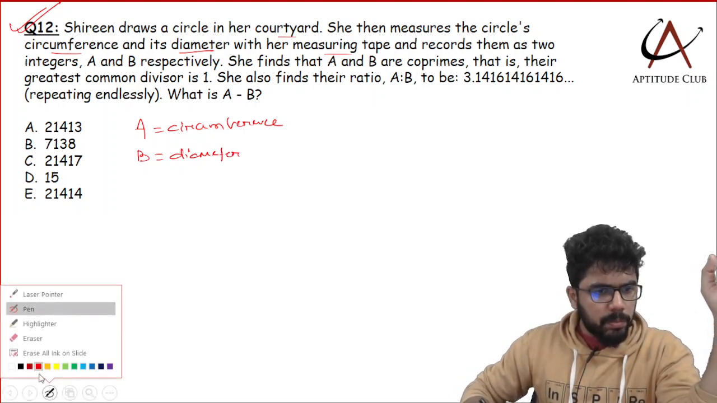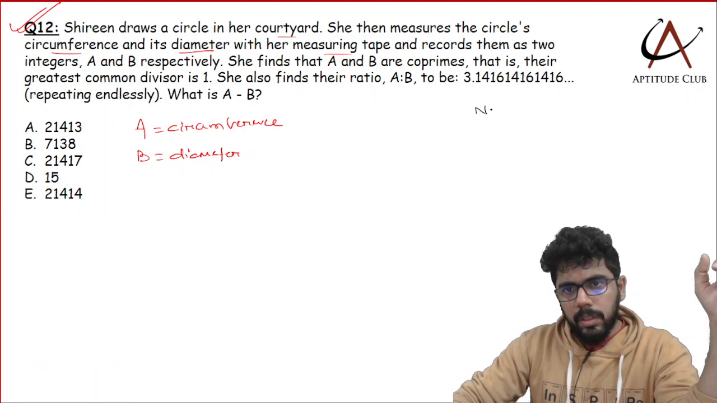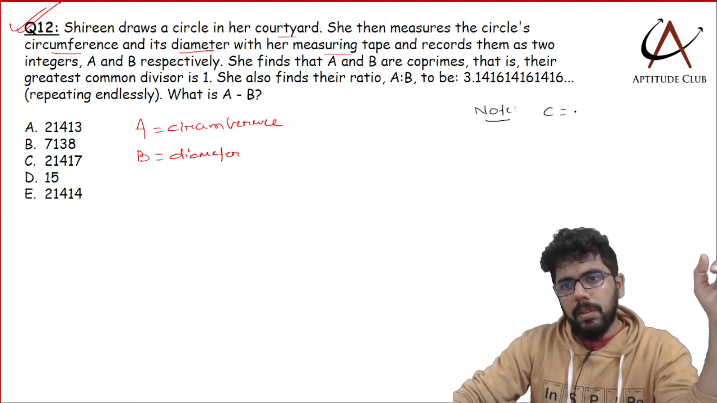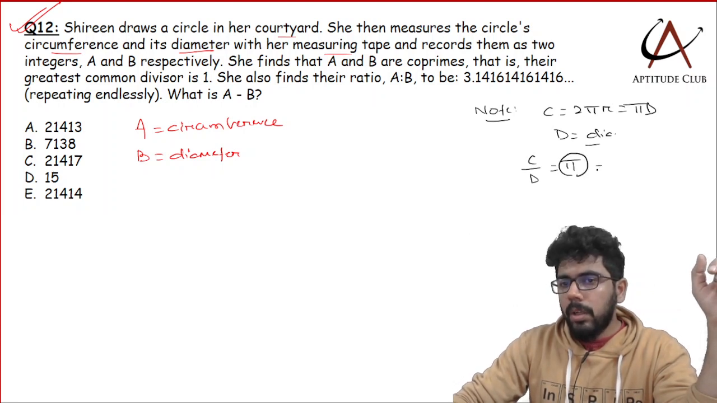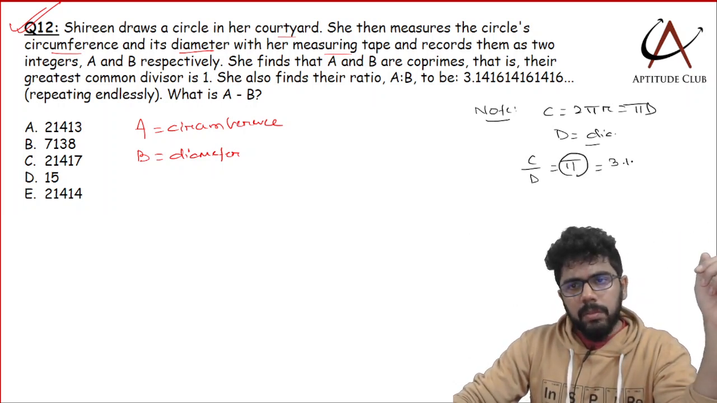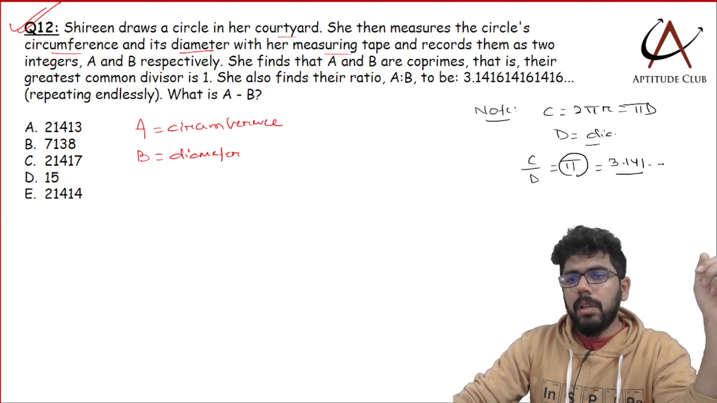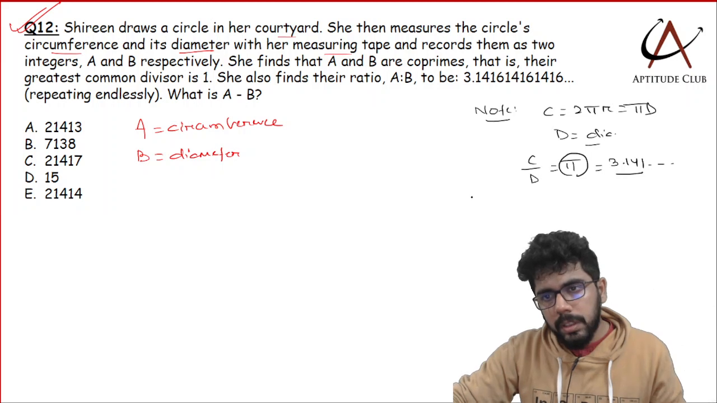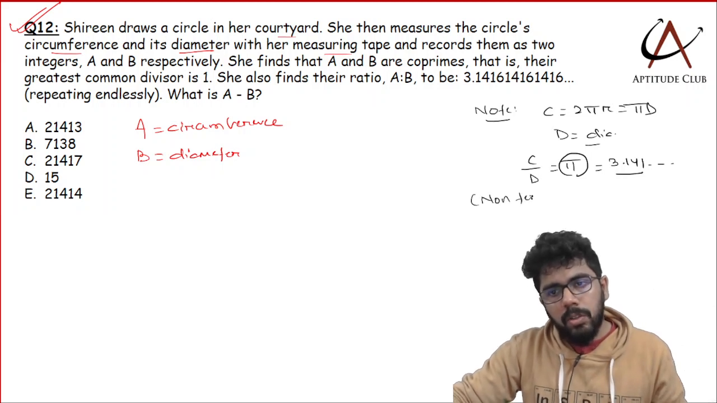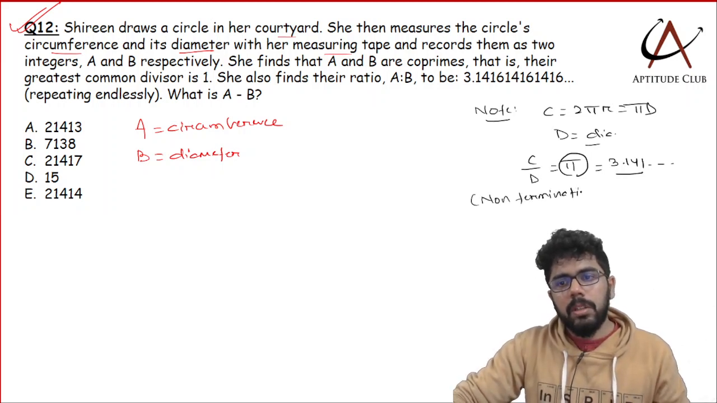Apart from the question, circumference of a circle is 2 pi r or basically pi d, and d is the diameter. So circumference by diameter का value कितना आता है? Pi. Pi is an irrational number. We approximately write it as 3.141, but there are other values after that. It's a non-terminating, non-repeating decimal.